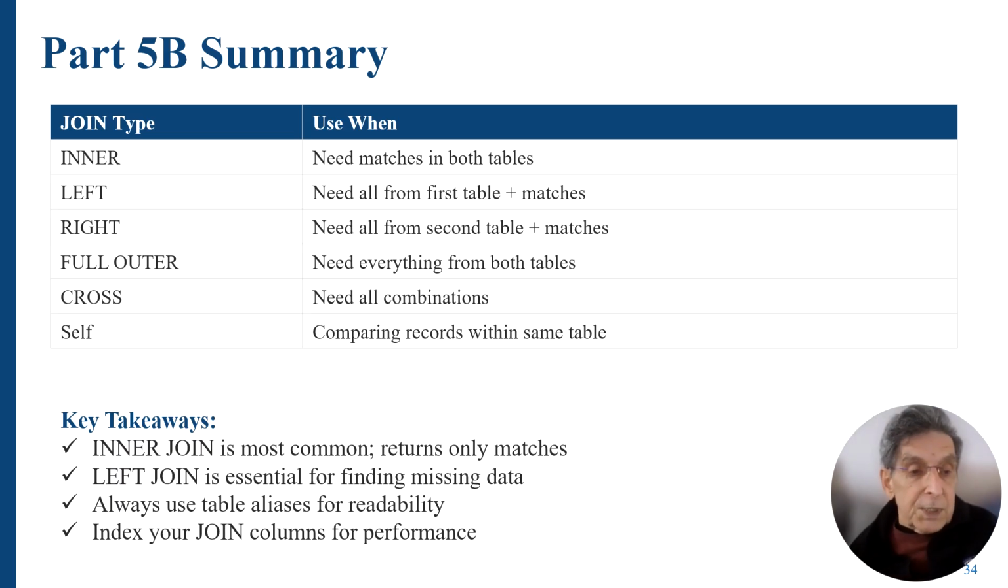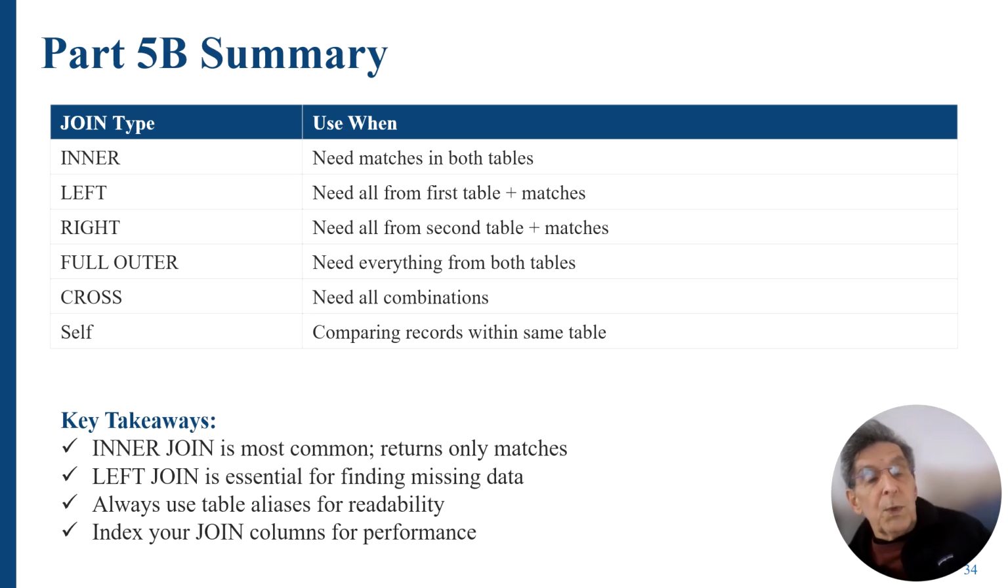Well, let's summarize what we've done today, the second part of week 5. Let's summarize the different join types and when each is appropriate. The inner join, when you need matches in both tables. Inner join means you want to have data in both tables to get a row in the output. Left join, when you need all the records from the first table plus any matches. The right join, when you need all the data from the second table, though left join with swapping the tables gets the same results and is more commonly employed.